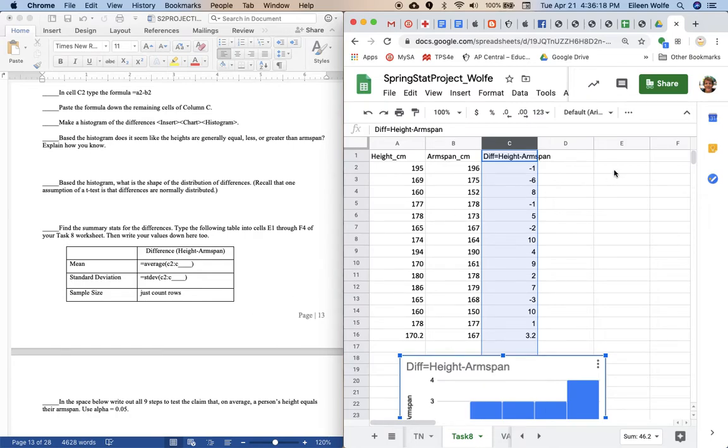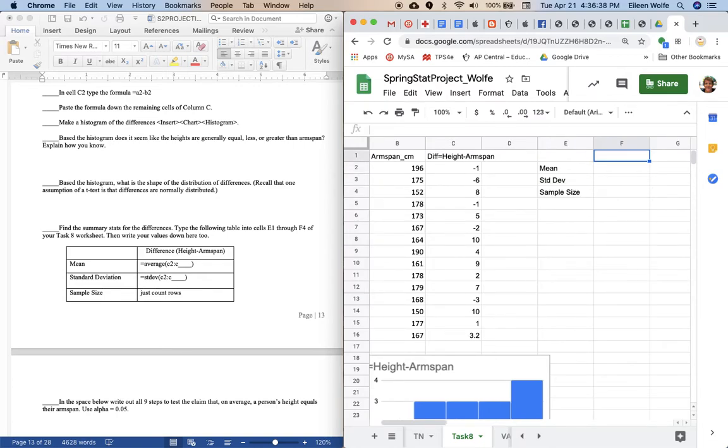So please follow these exact instructions of where to type. I said starting in cells E1 to F4, type this stuff. Well, E1's empty, so I'm in E2 typing mean, standard deviation. It's okay to abbreviate that, and sample size. And then over here, I need a heading, diff, where I'm reminding myself again I'm doing height minus arm span. I can drag this row further over.